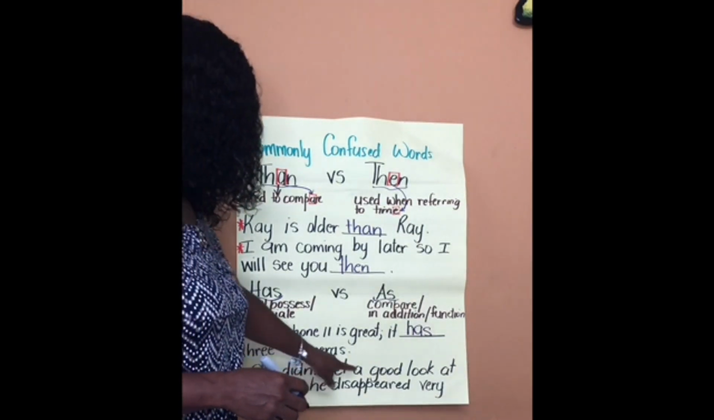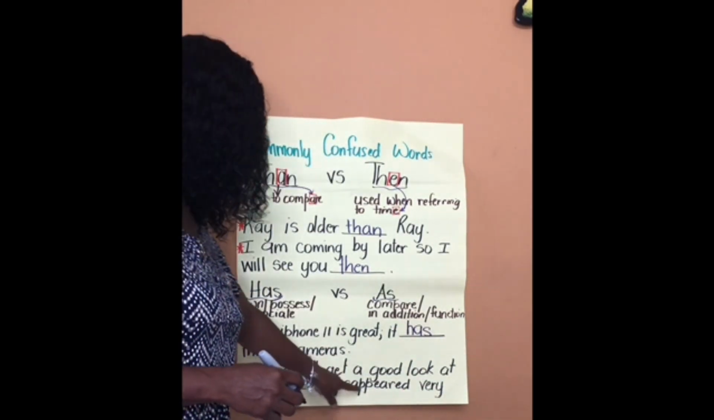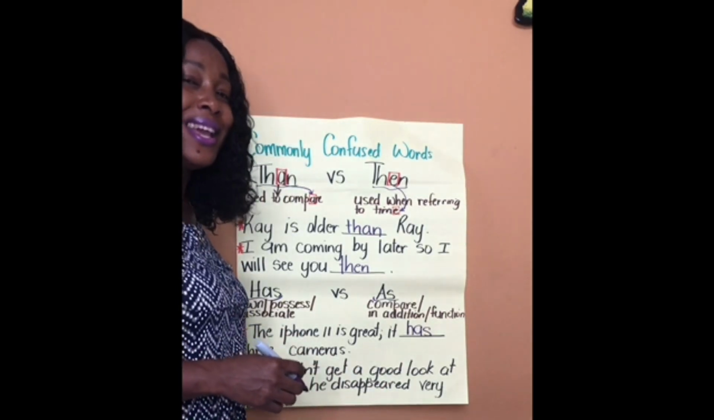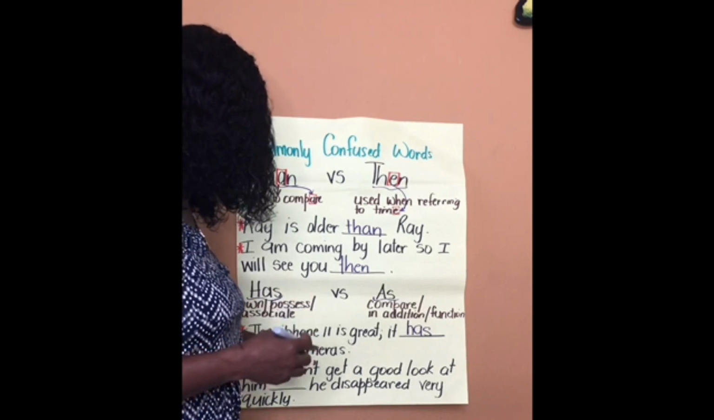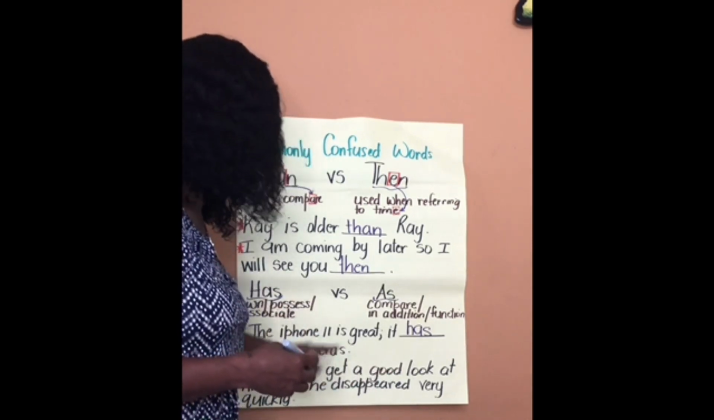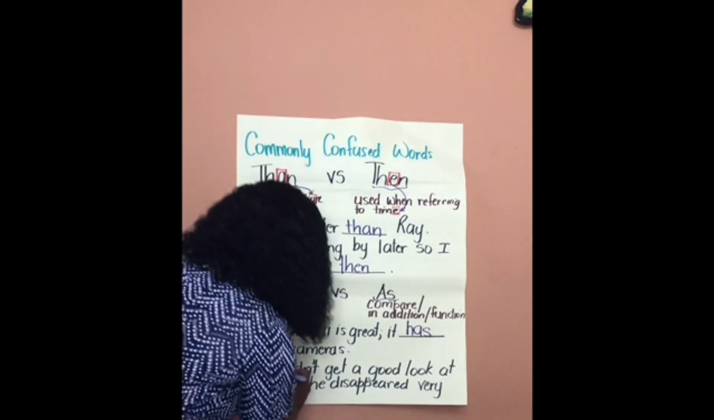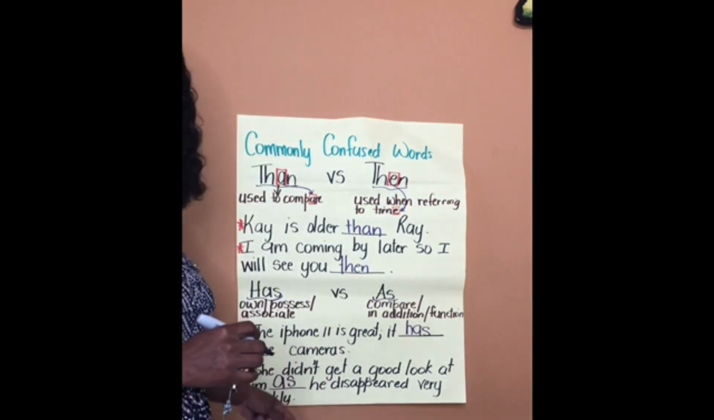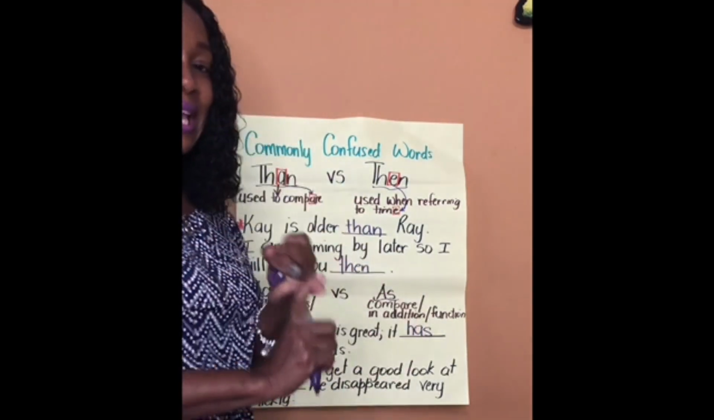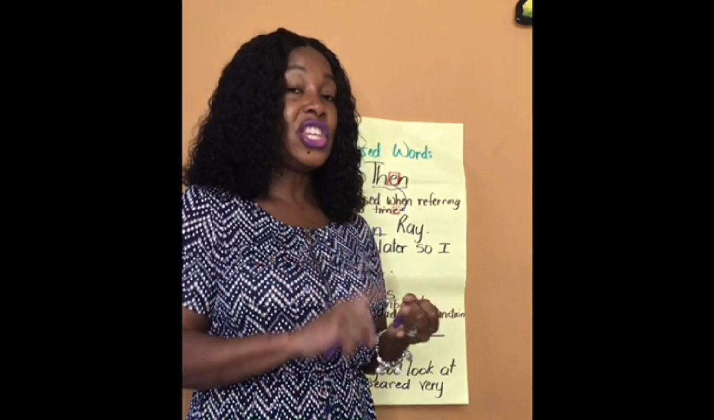She didn't get a good look at him as he disappeared very quickly. Can you hear because coming out in that sentence? She didn't get a good look at him because he disappeared very quickly. That tells you you need to use AS.